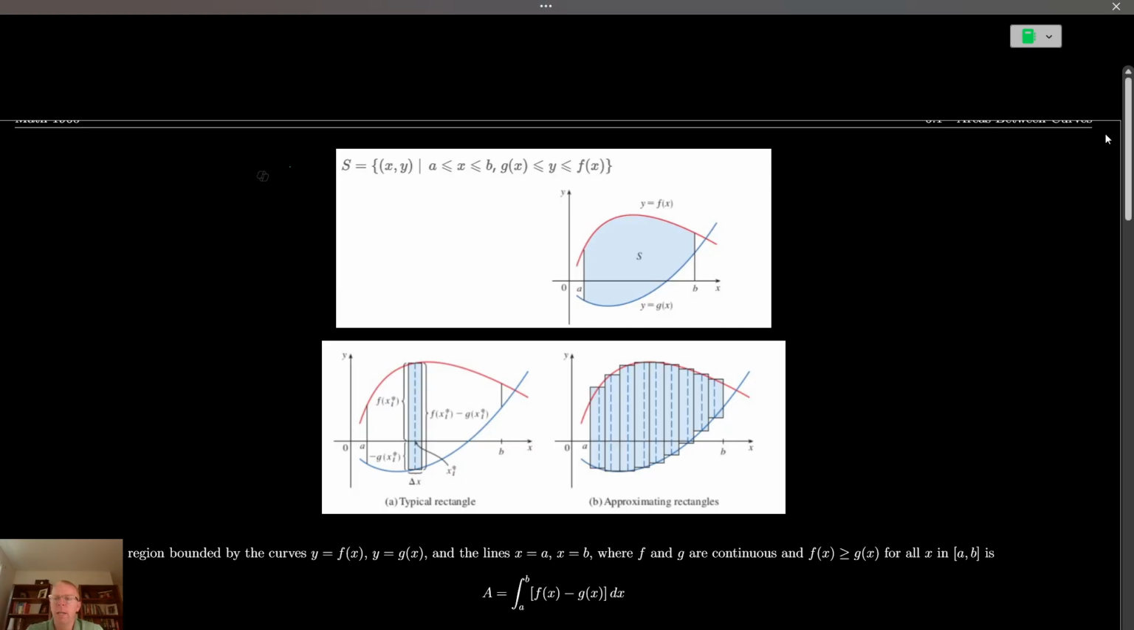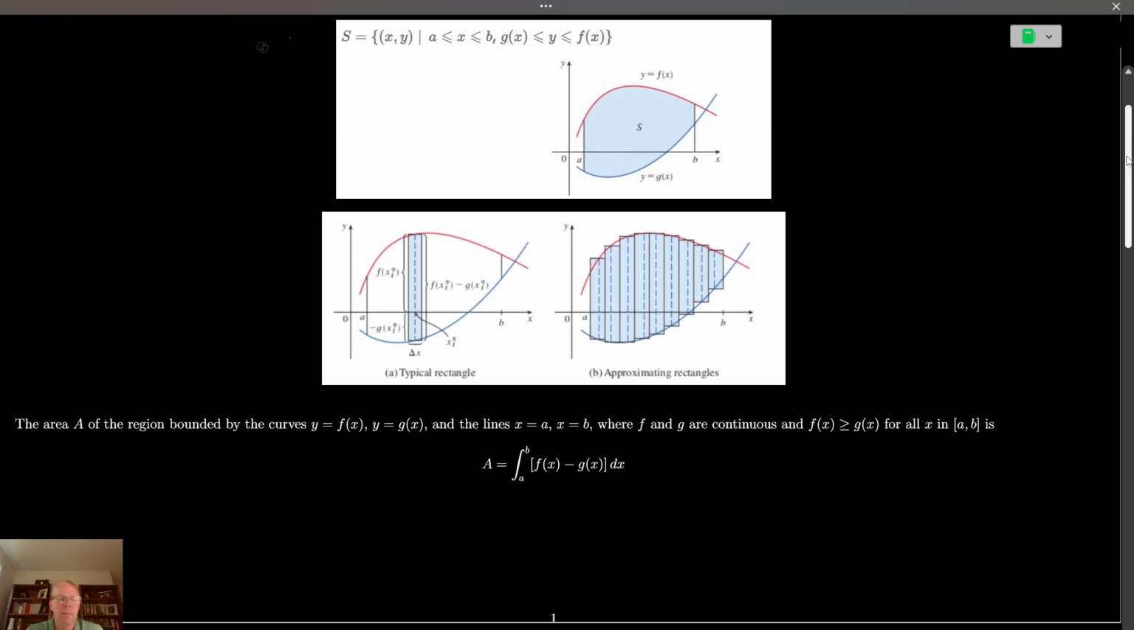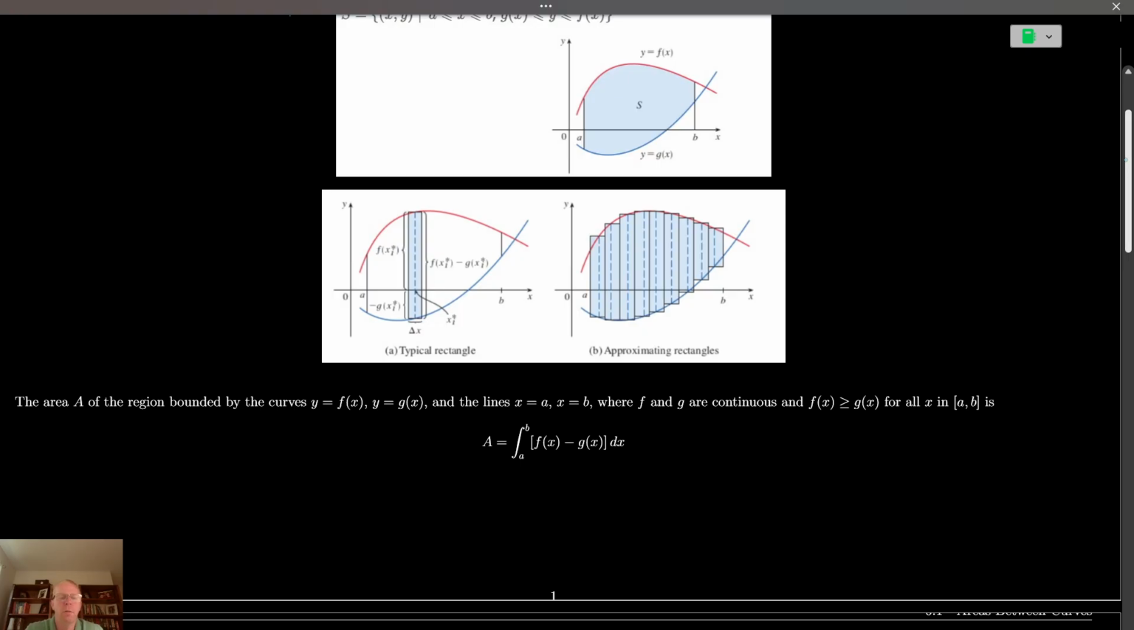When we look at the formula, the area A between two curves f of x and g of x, and the vertical lines x equals a and x equals b, where f and g are continuous, we're going to assume that f is always greater than or equal to g. So f is always above the g curve for all x in the interval a to b. Then the area is given by the integral from a to b of f of x minus g of x.